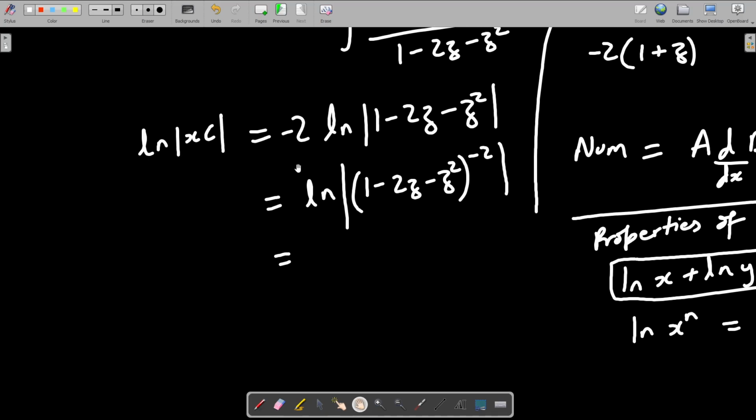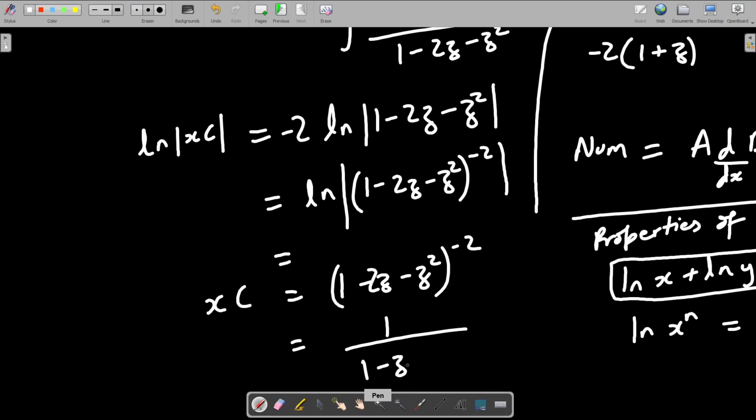So here you have this is equal to this. You can remove the log and the modulus on both sides. This will leave you with 1 minus 2z minus z square to the power minus 2. What is negative power? Negative power means it's 1 upon 1 minus 2z minus z square the whole square. Negative power means take it down.